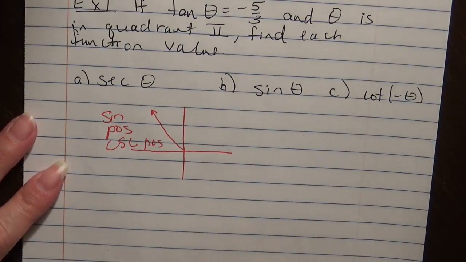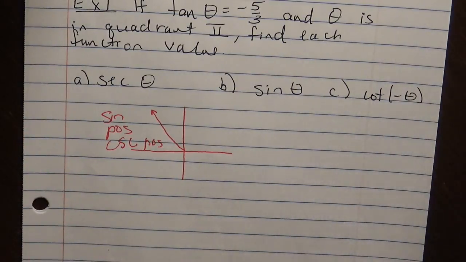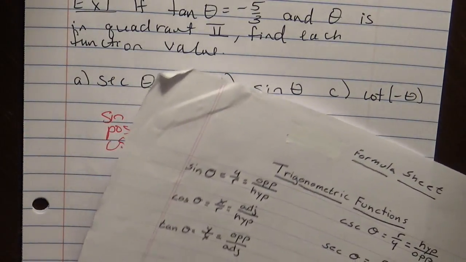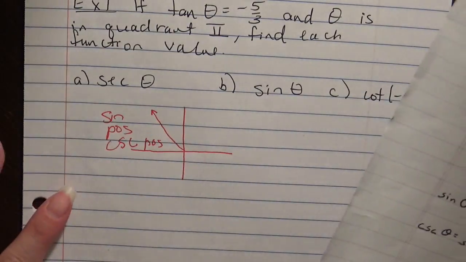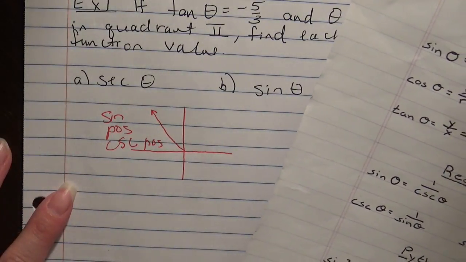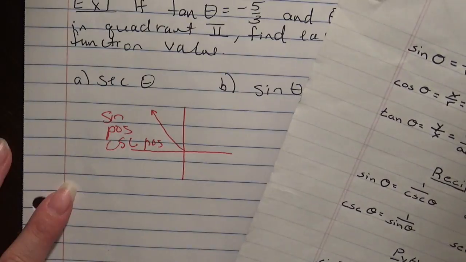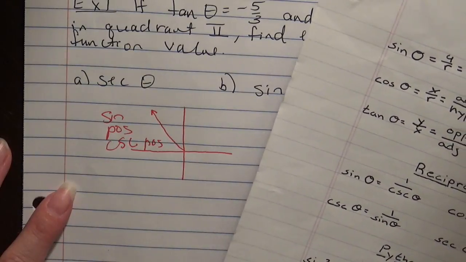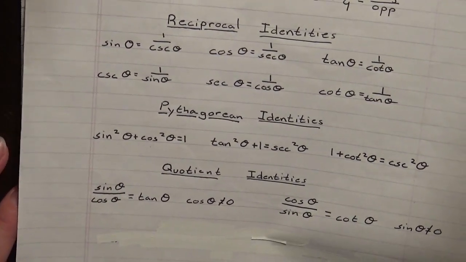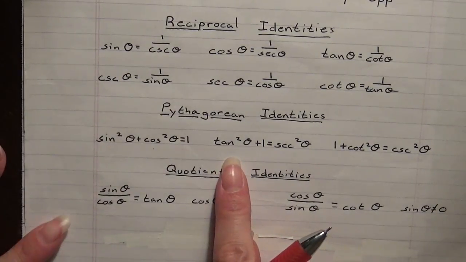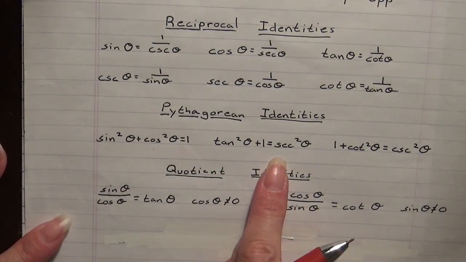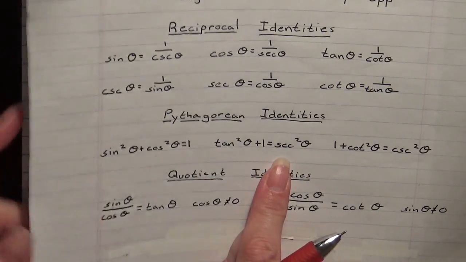So in part A, we're asked to find secant. So let's look at our identities. We're looking for an identity that includes tangent and also has something about secant. So we can see that occurs right here: tan squared theta plus 1 equals secant squared theta. So I'm going to use this one.